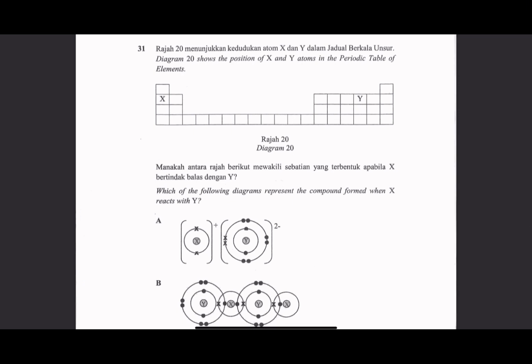Question 31. Okay, it's a periodic table and the diagram shows the position of X and Y. Okay, what is the question? Which of the following diagrams represents the compound formed when X reacts with Y? X reacts with Y. Okay, X is a group 1 metal, and then Y is a non-metal in group 16. That will form an ionic bond.